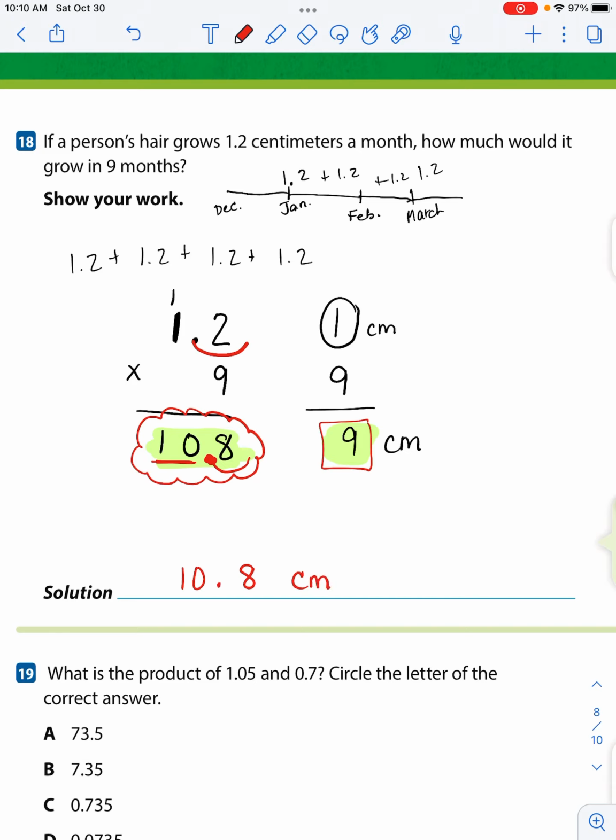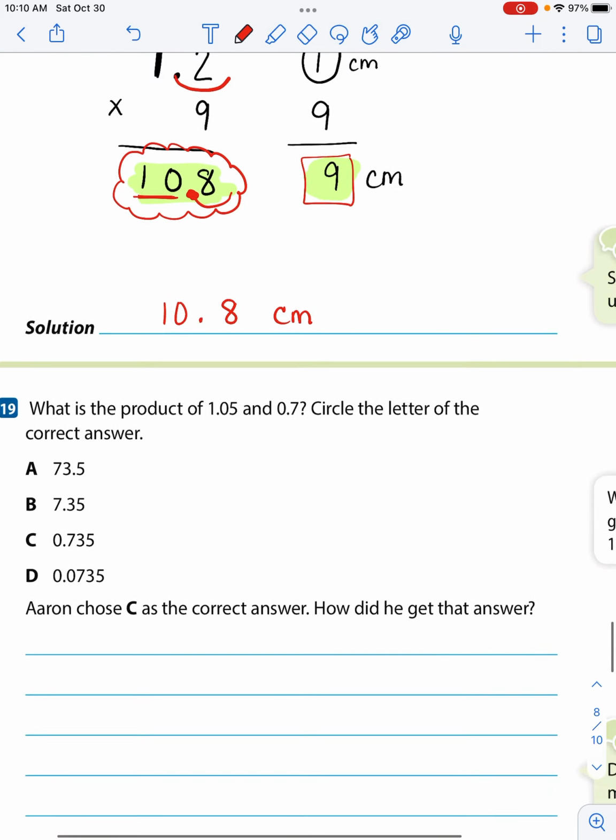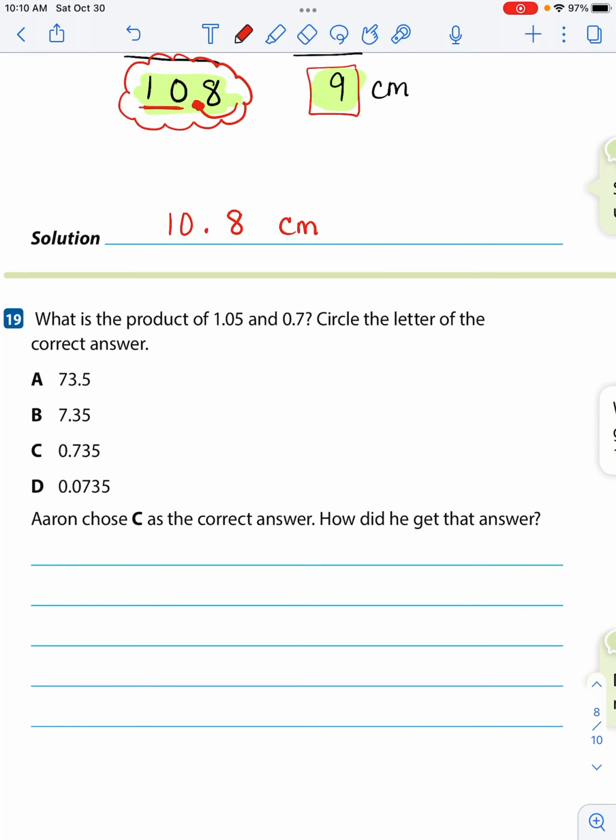And then the last one we're going to do together: what is the product of 1.05 and 0.7, or in other words, 1 5/100 and 7/10? Well, we know that product means the answer to a multiplication problem. So it just means it wants you to multiply those two. By this point, your favorite method is probably just doing this old school, but if you'd like to do an area model or partial products, you may.